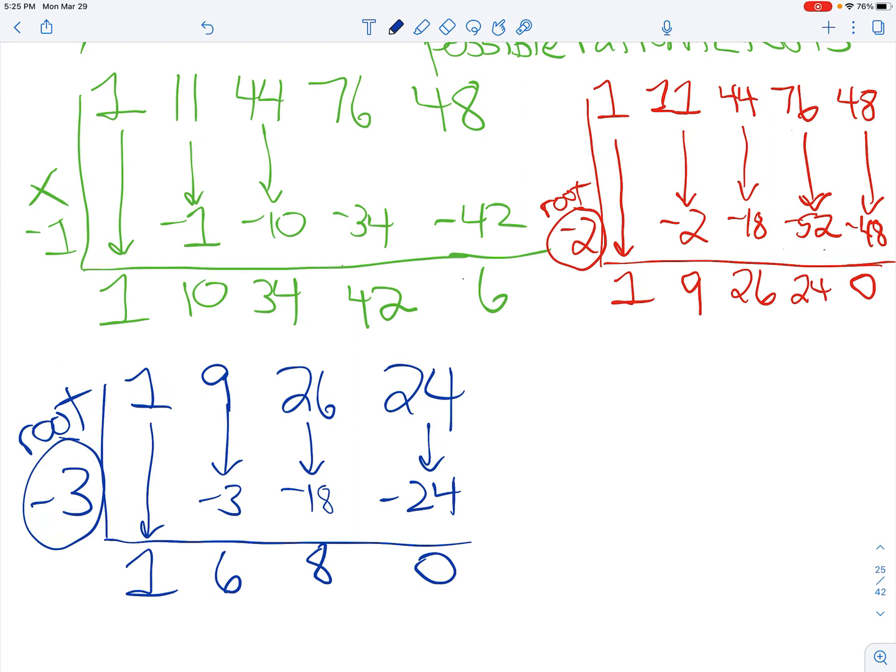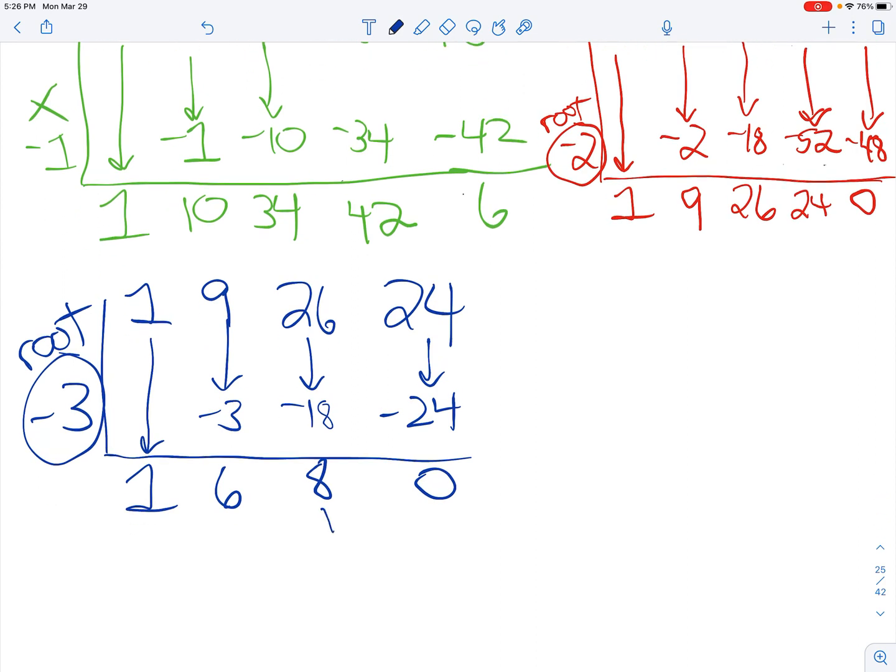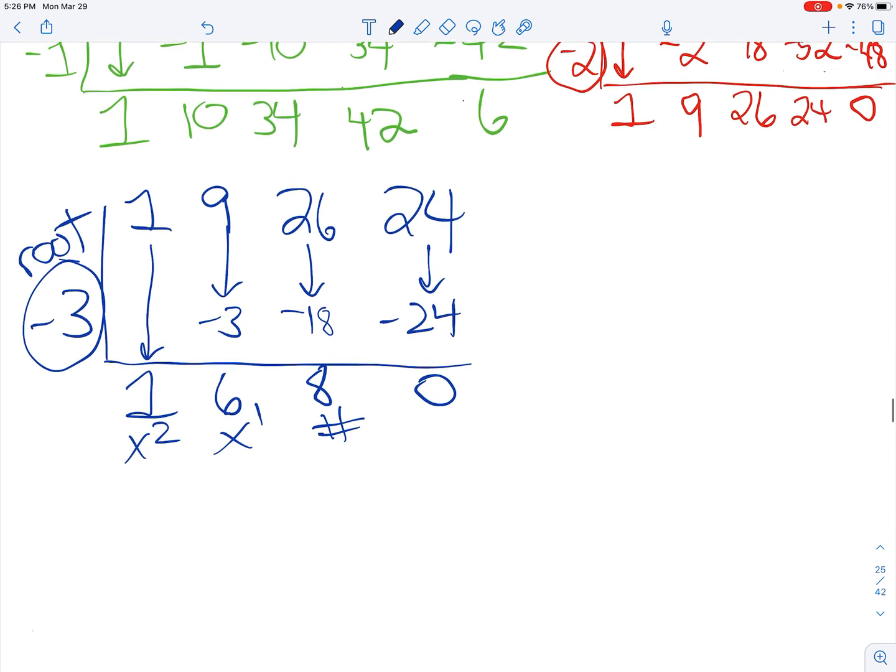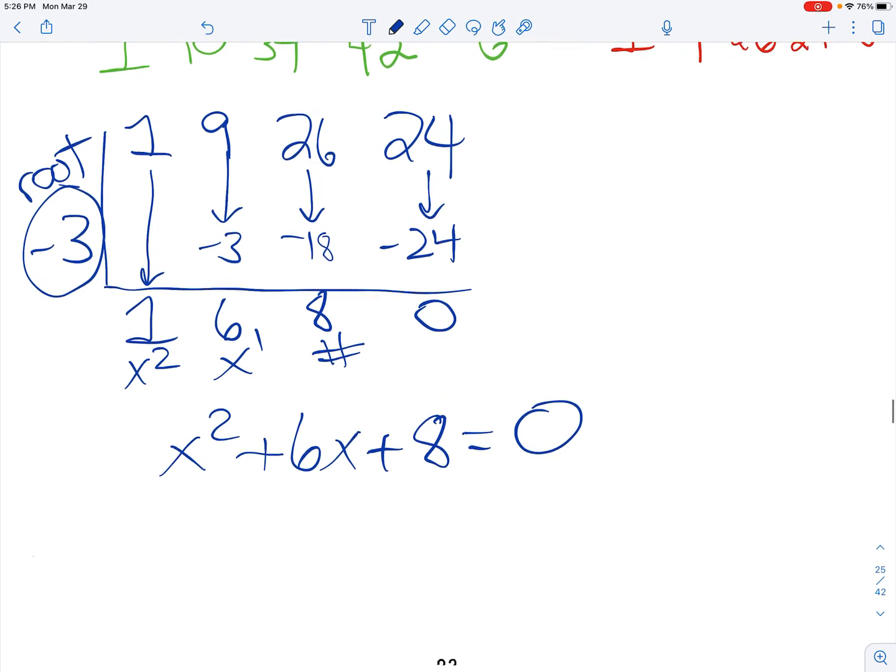All right, so this is good because now this quotient here is a quadratic. Remainder is 0. Constant is 8. 6 is your x1 coefficient. 1 is your x2 coefficient. All right, so x squared plus 6x plus 8 equals 0. All right, factor, right? Factors of 8 that add up to 6, right?